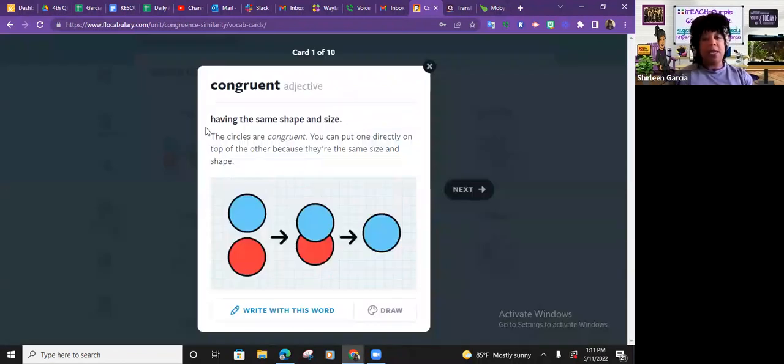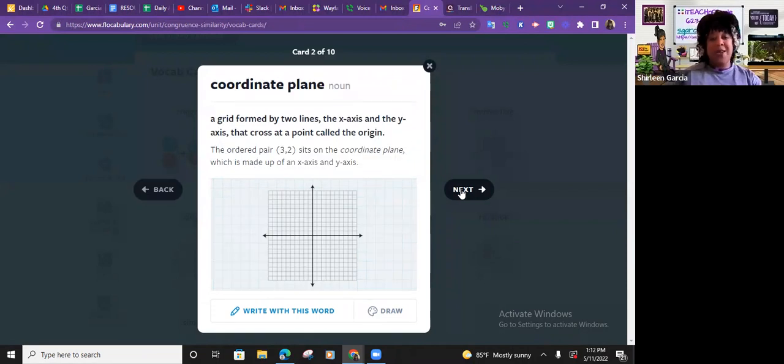Congruent. It means having the same shape and size. The circles are congruent. You could put one directly on top of the other because they're the same size and shape. A coordinate plane is a grid formed by two lines, the x-axis and the y-axis, that cross at a point called the origin, which is dead center in the middle and is usually the ordered pair 0, 0, okay?